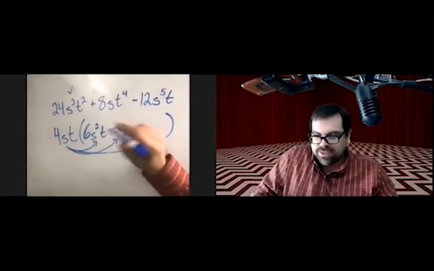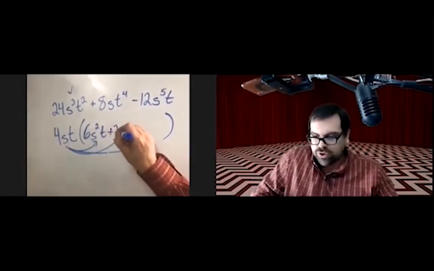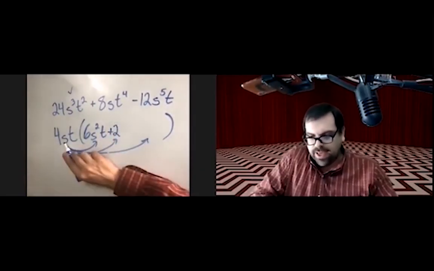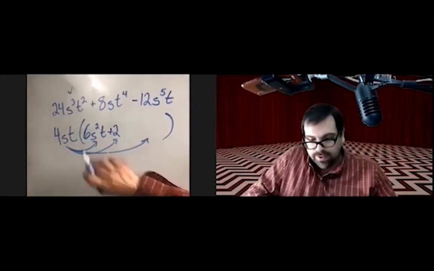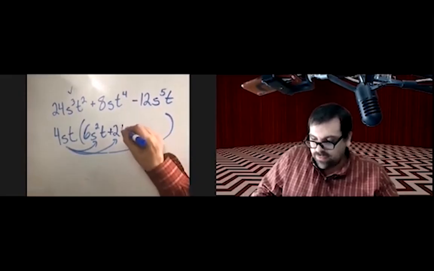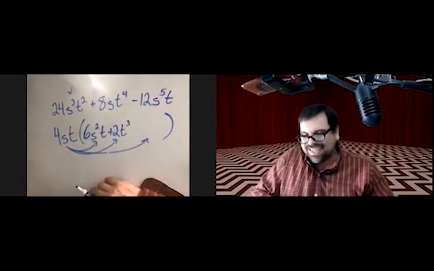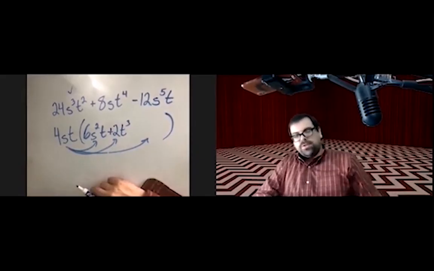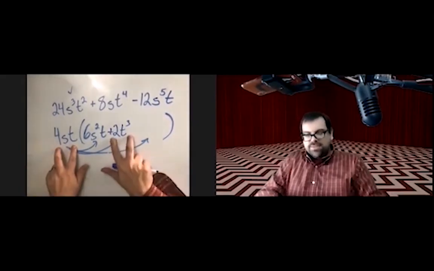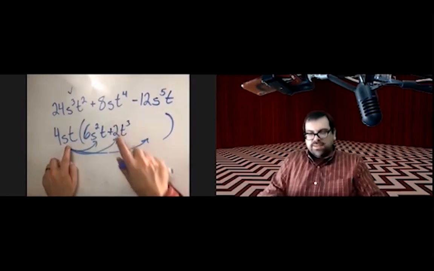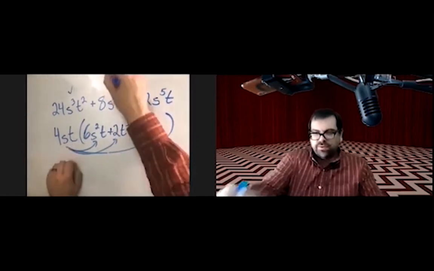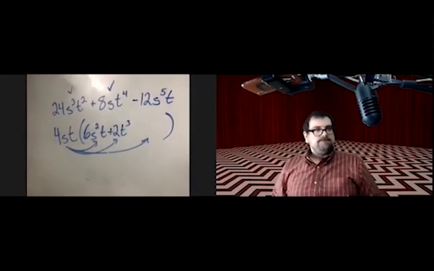4 times what is positive 8? 4 times positive 2. S times what is S? We don't need any more S's. T times what is T to the fourth? T times T cubed. Just check, 4ST times 2T cubed, positive 8S T to the fourth. We're good there.